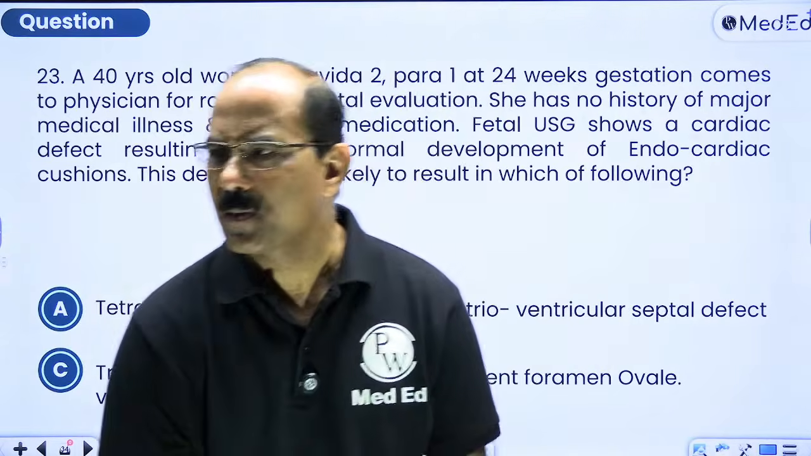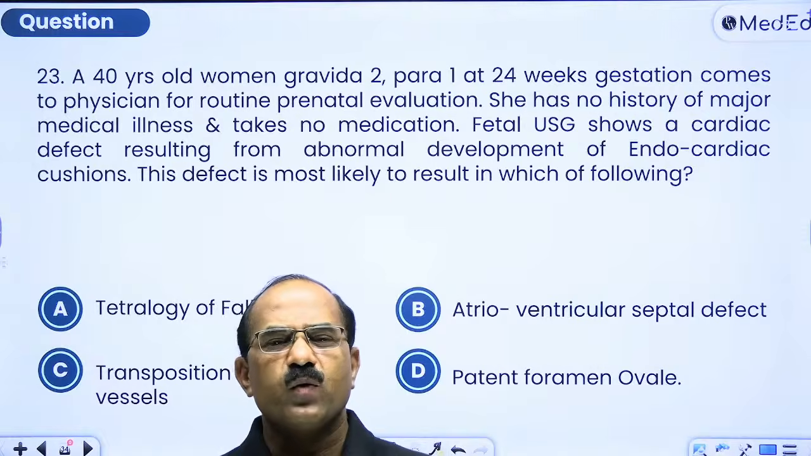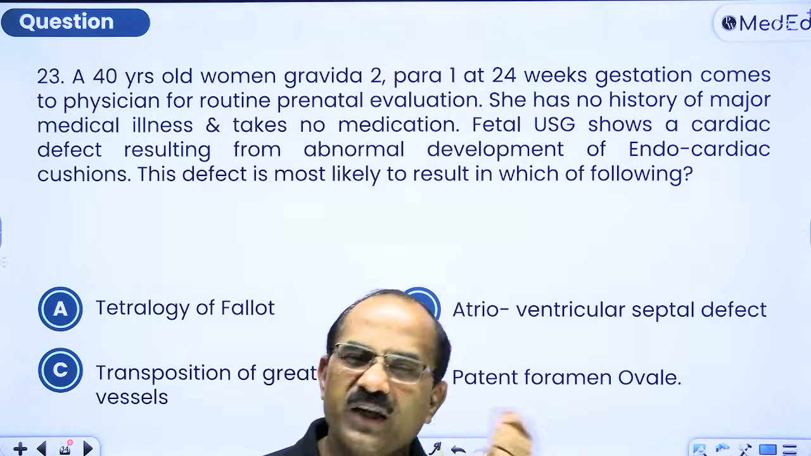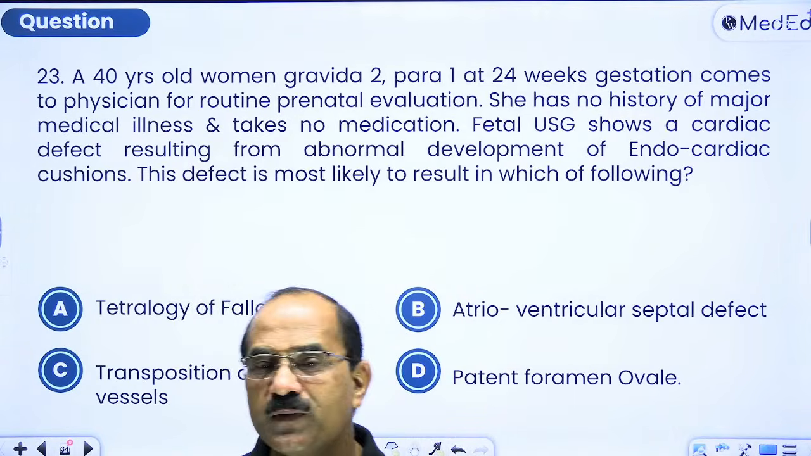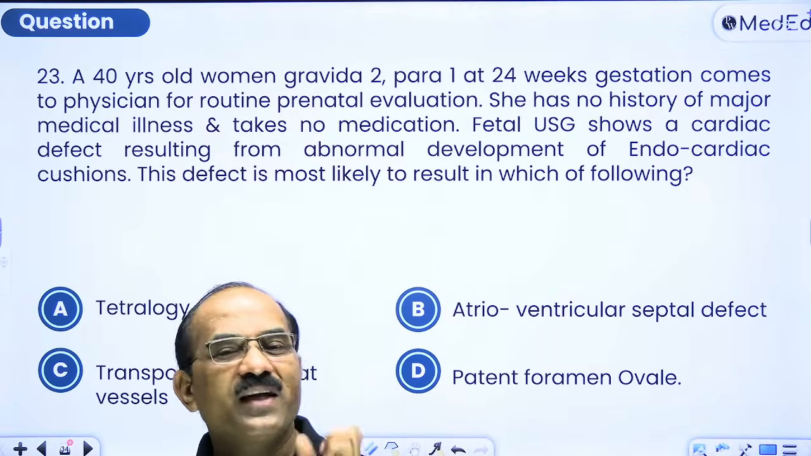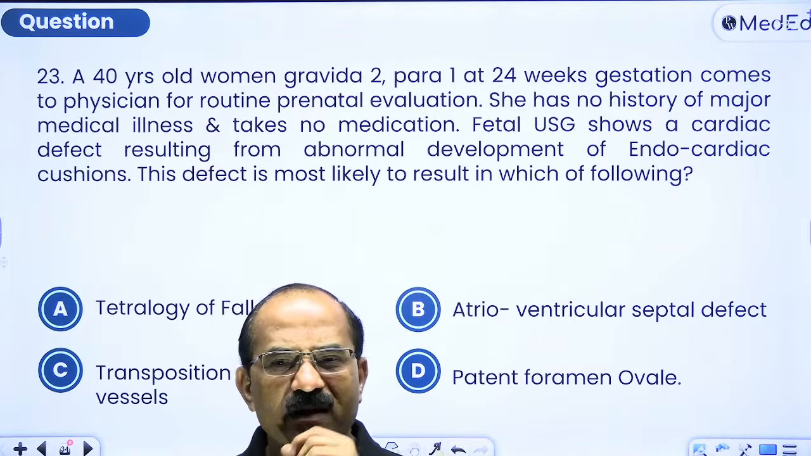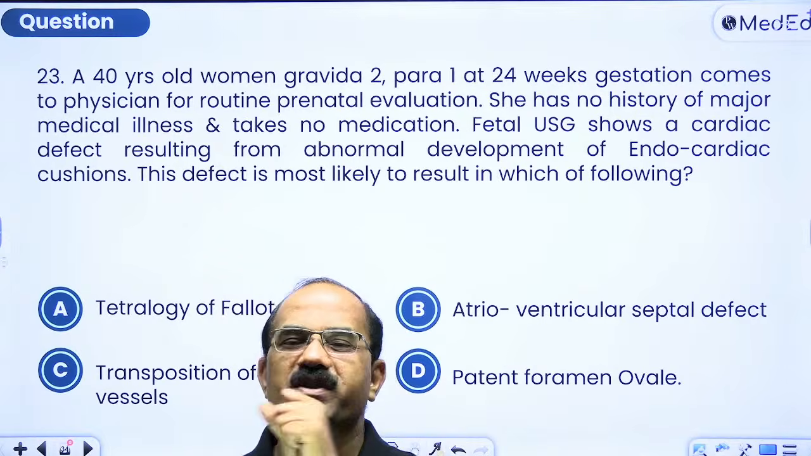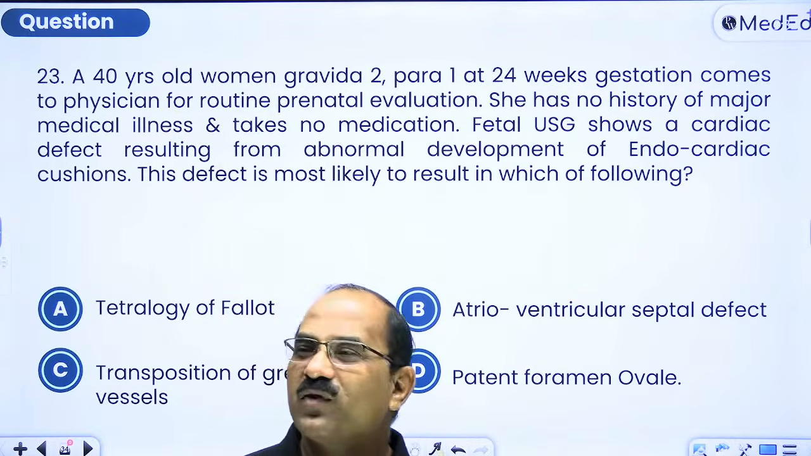23rd MCQ. I'll just read this for you. A 40 year old woman, gravida 2, para 1, at 24 weeks gestation comes to the physician for a routine prenatal evaluation. She has no history of major medical illness and takes no medications. Fetal USG shows a cardiac defect resulting from abnormal development of endocardial cushions. This defect is most likely to result in which of the following?